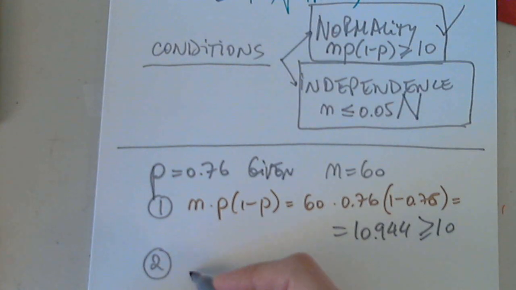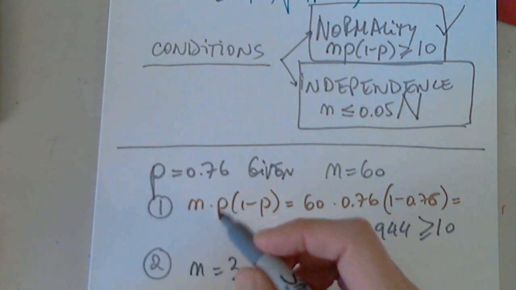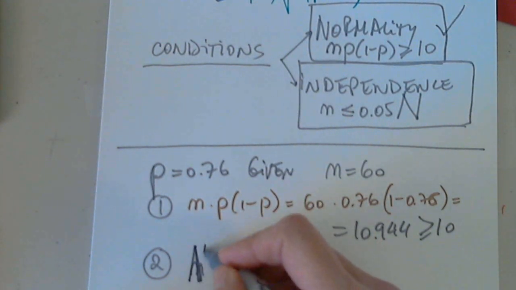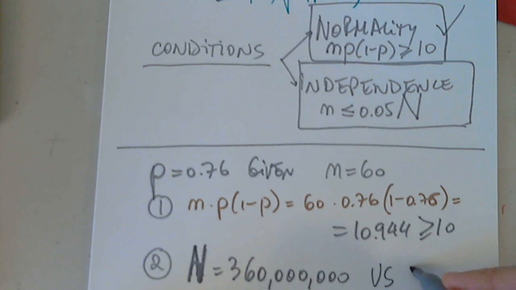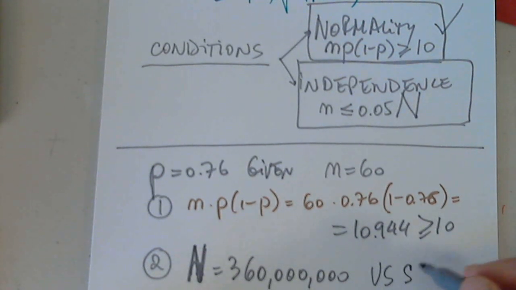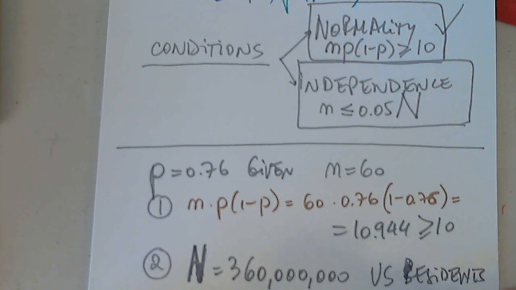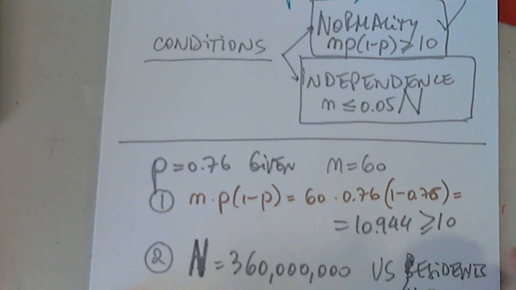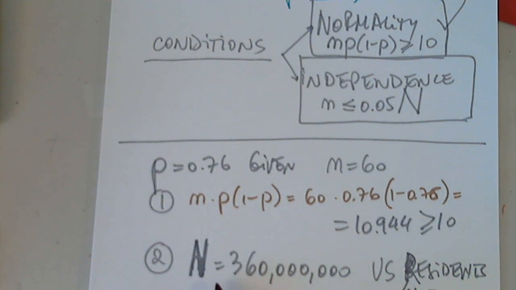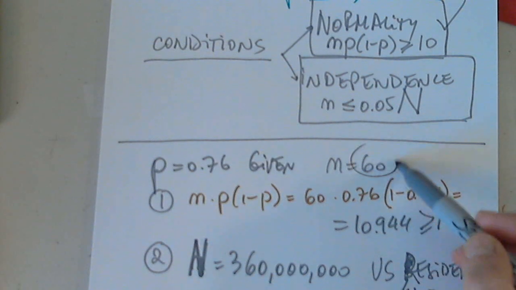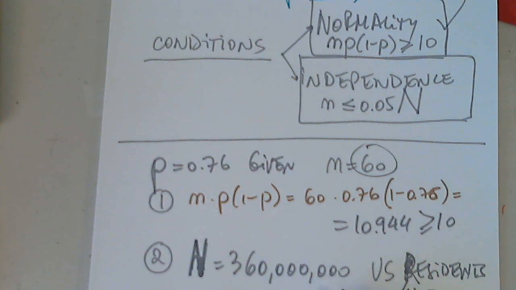We are about 360 million US citizens, residents. I don't know, citizens, I'm not sure, so that's why I hesitated to write citizens. So we're only talking about 60 out of 360 million.